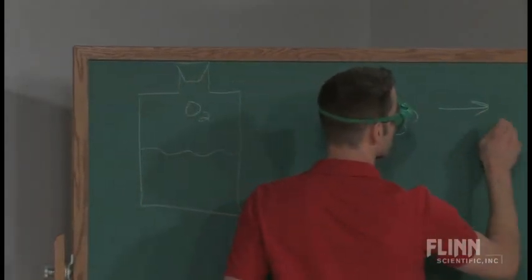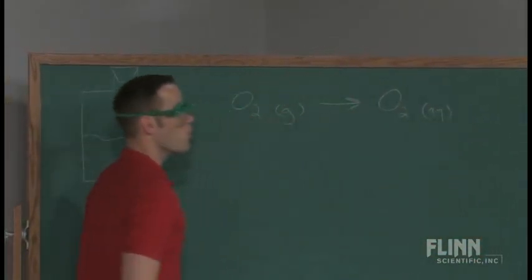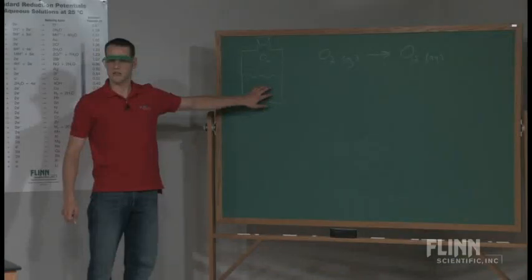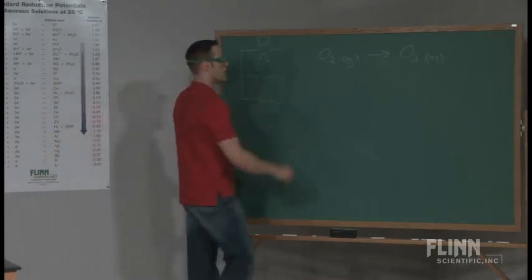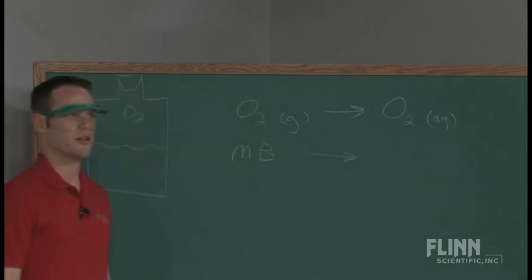So it becomes from oxygen gas to aqueous oxygen. Well, once that oxygen becomes aqueous, it's free to move around with whatever is inside of my flask. So it can react with the dextrose, it can react with the potassium hydroxide, it can react with the methylene blue. And it turns out that there are two forms of methylene blue.